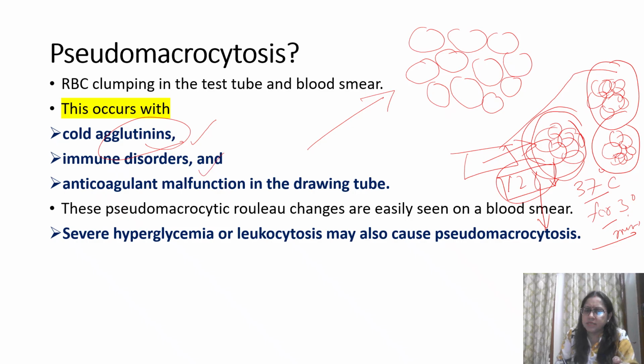Any other immune disorders, anticoagulant malfunction sometimes. Suppose we are taking the sample in an EDTA vial. Because of some EDTA-induced changes or any other anticoagulant, you can see these kinds of agglutination also. So Rouleaux formation, pseudo macrocytic Rouleaux changes, are easily seen on blood smear. So you have to see the smear in detail. The causes are: cold agglutinin, the most common; immune disorder; anticoagulant malfunction; severe hyperglycemia or leukocytosis can sometimes cause pseudo macrocytosis. All those conditions you have to rule out.